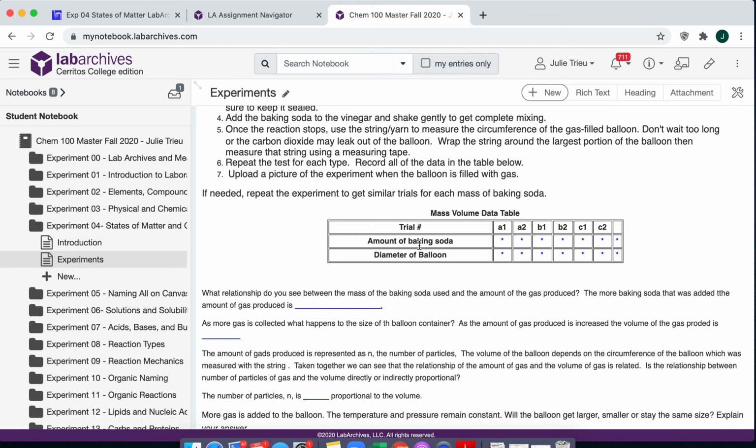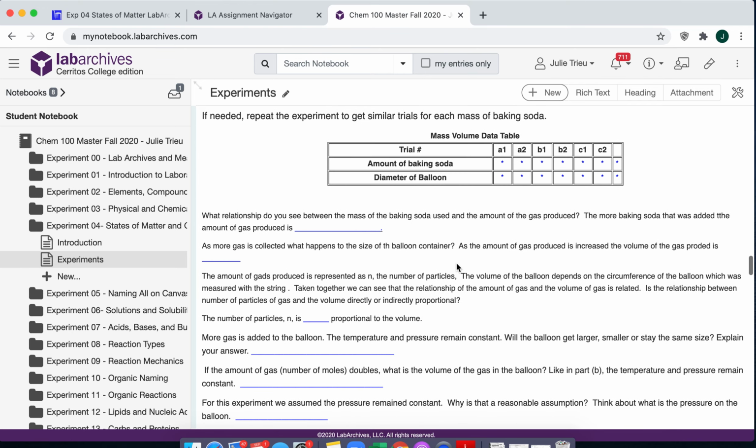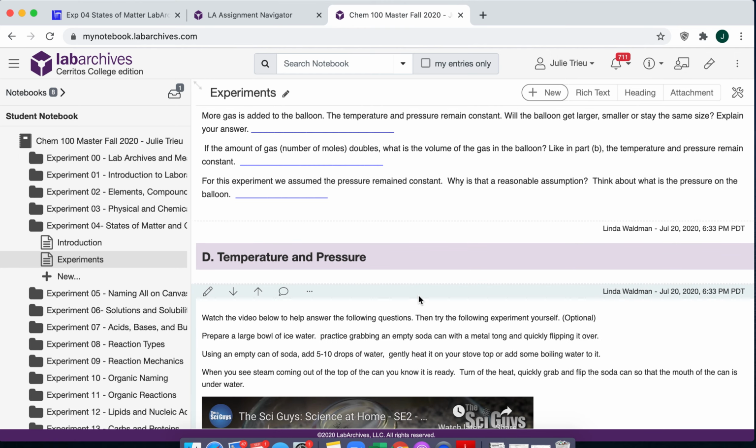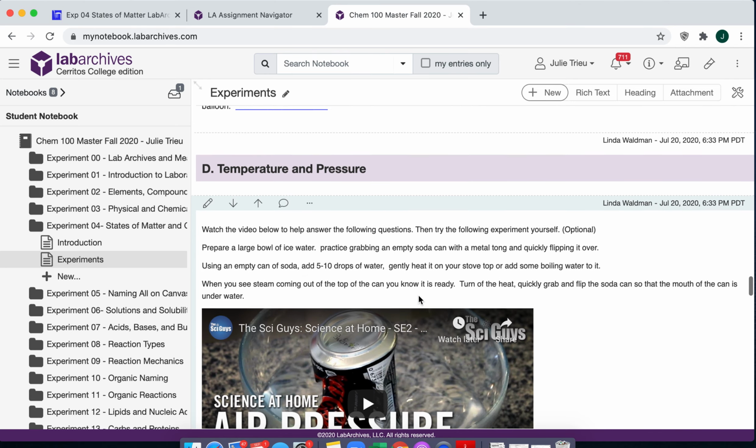Then you're going to see the relationship between the amount of baking soda, which is your number of moles, n, and how it affects the diameter, which is the volume of your balloon. If they both increase, then it's directly proportional. If one increases and the other decreases, then the relationship should be inversely proportional. There are two conditions, and only one should apply.